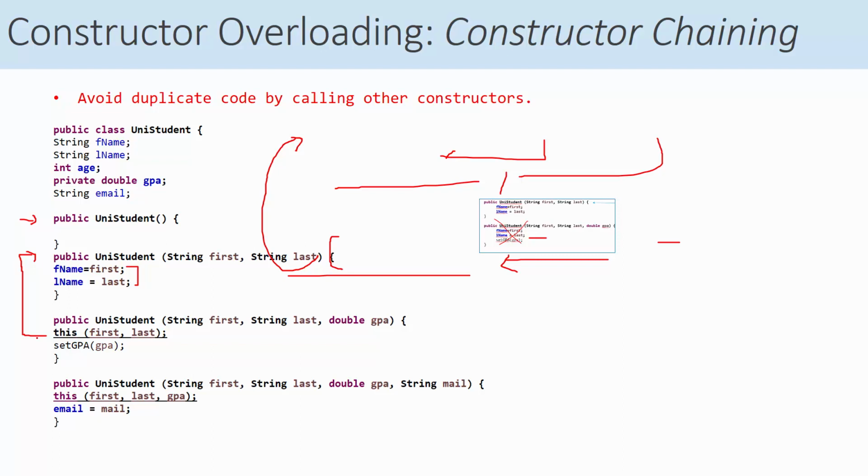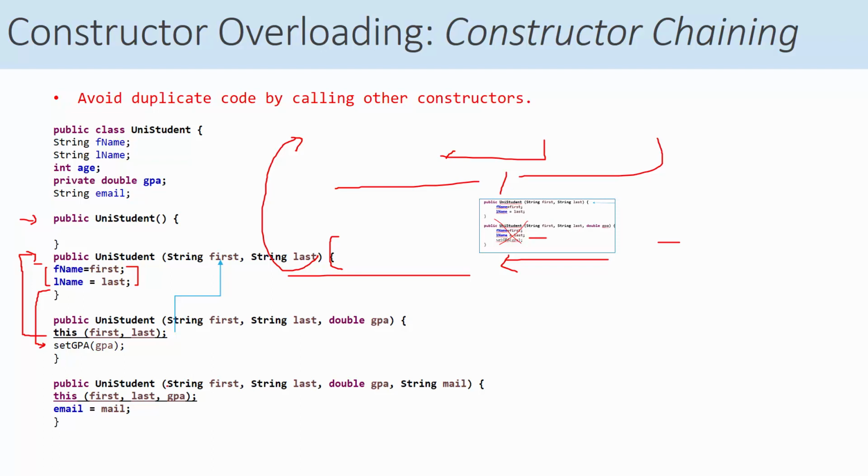Using the word this, when you use this with a number of parameters, the compiler would look for what? For a constructor with that signature. So now here, you are actually calling this constructor with first name and last name. So the code inside it will set the values. After it finishes, it will come back here to continue doing the remaining tasks. Here's how it works. You are calling the other constructor and then continue setting the other things.